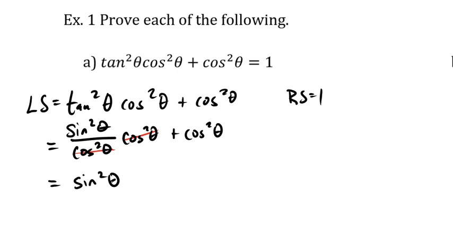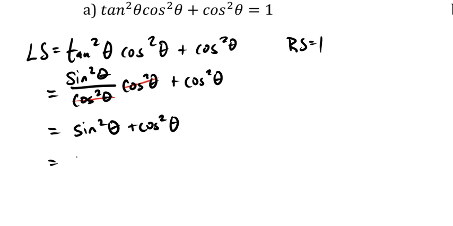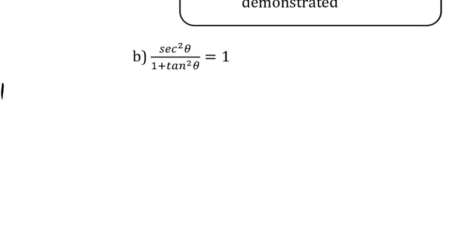Sine squared, see how easy this is? Cosine squared theta, which equals 1, which equals the right side. QED. You have to finish. You don't have to say QED. You can say therefore proven or therefore true, or whatever you want, but you have to say equals right side, therefore true. Easy enough, right? Okay, let's try this one.